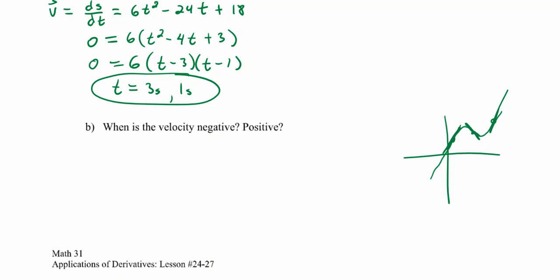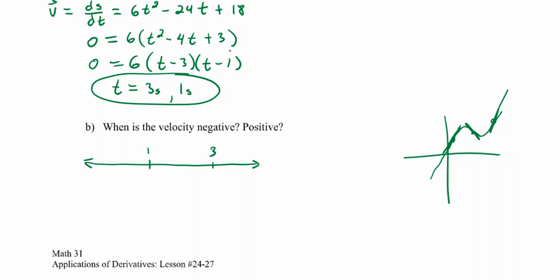So, we're going to do a method similar to what we did in the last unit. I'm going to make a number line. I like the number line method. You could use the chart method here too if you prefer that one. And I'm going to write down my critical numbers here. So this would be at 1 second, and then at 3 seconds.